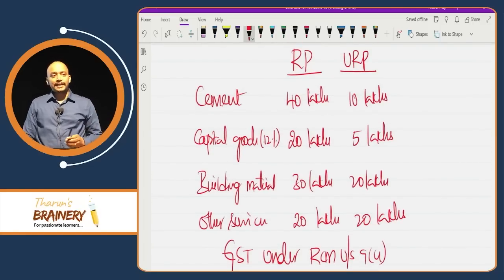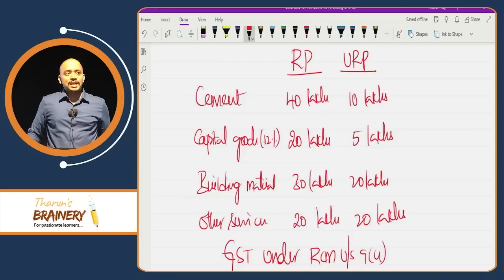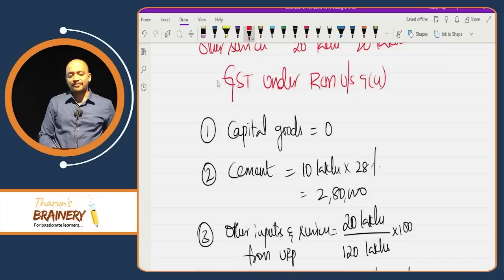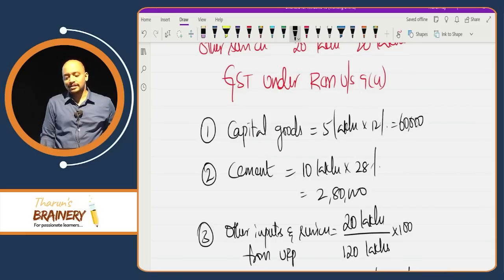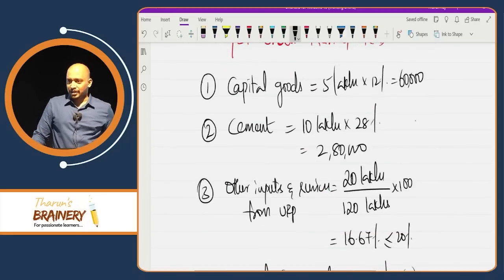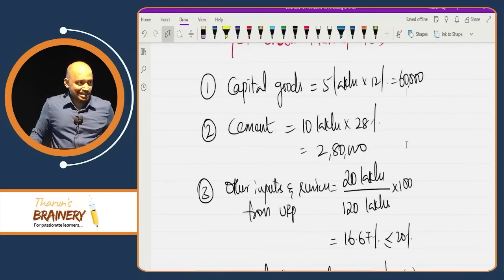First, capital goods. Whether capital goods are purchased from a registered person, no GST is payable. From an unregistered person, we need to pay GST. So 5 lakhs into 12%, how much? That is 60,000. Then cement from an unregistered person, same: 10 lakhs into 28%, 2,80,000.